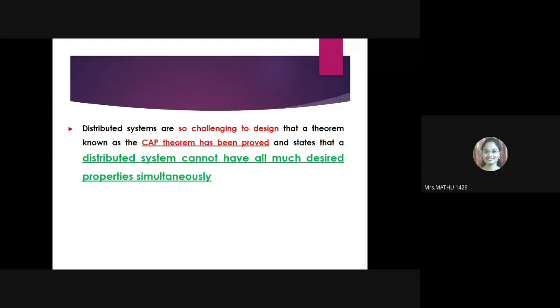And even they come up with a theorem. Okay, we call that theorem the CAP theorem. We'll now study that. Using the CAP theorem, what they are trying to prove is that a distributed system cannot have all the much desired properties simultaneously. Okay, so it is not at all possible to have all the properties simultaneously in a distributed system.